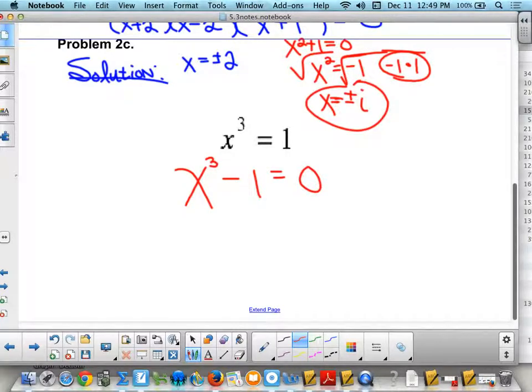Okay. G, C, L. Is there one? No. It's 2 terms. It's a binomial. I told you the only thing binomials can be is the difference of 2 perfect squares. Is that a perfect square? Yes. Is x cubed a perfect square? No. Okay, so now we're stuck. Or are we stuck? Difference of 2 perfect cubes. Yeah, we just learned this yesterday. Difference of 2 perfect cubes.